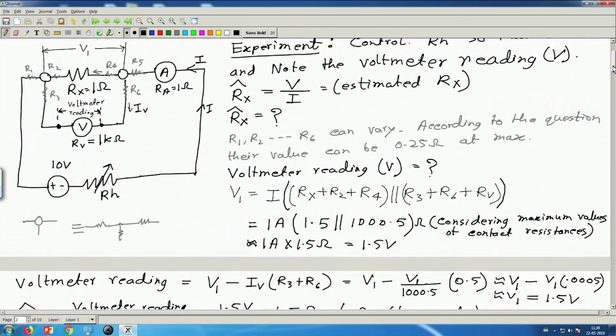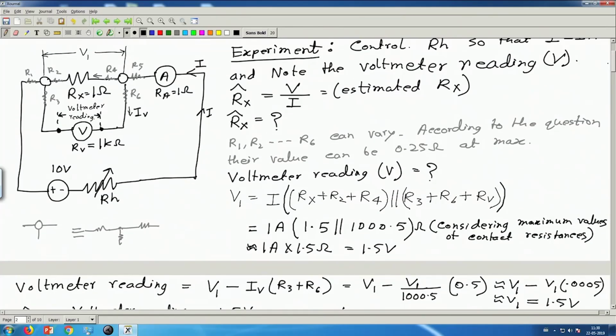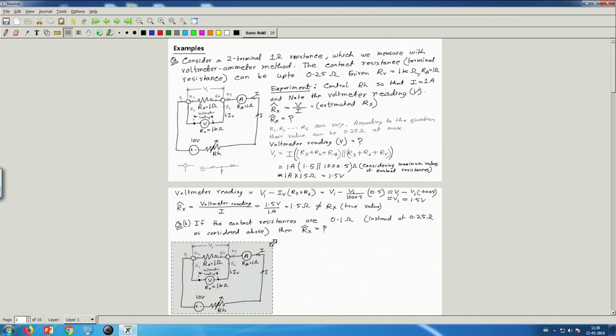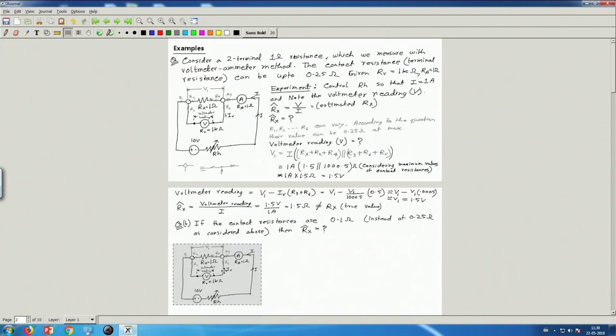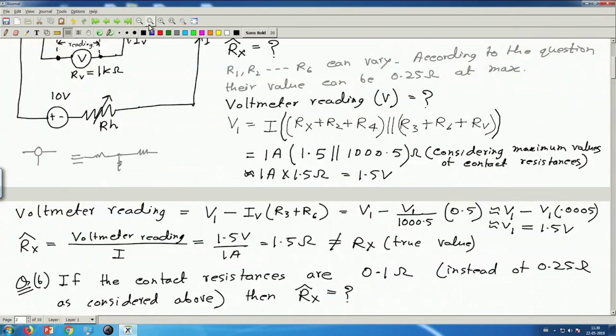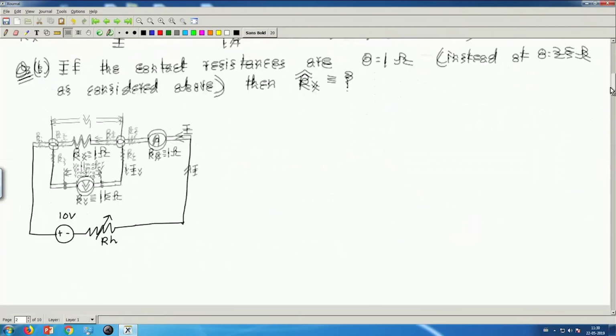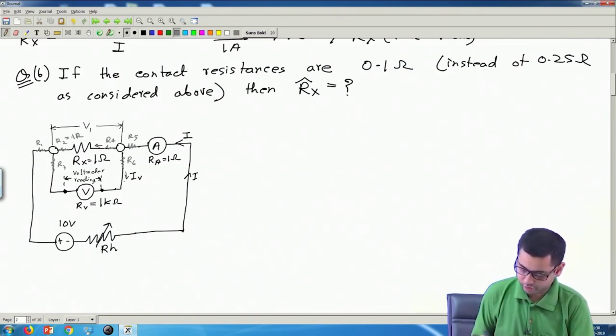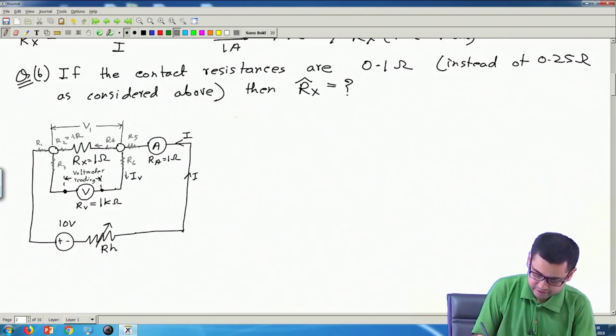So we will use the same circuit. Now these values are 0.1 ohm. So this is 0.1 ohm, this is 0.1 ohm. All these resistances are 0.1 ohm. So we are doing the same experiment.